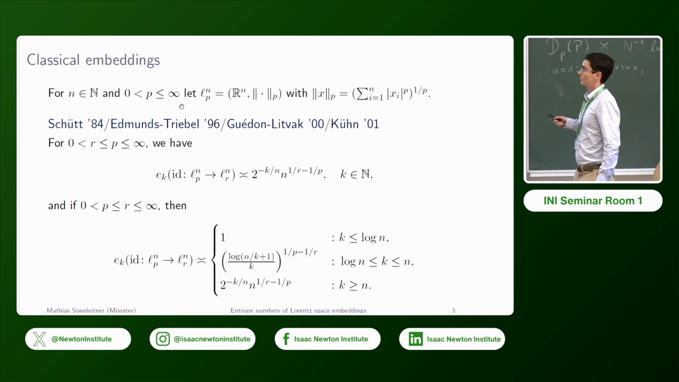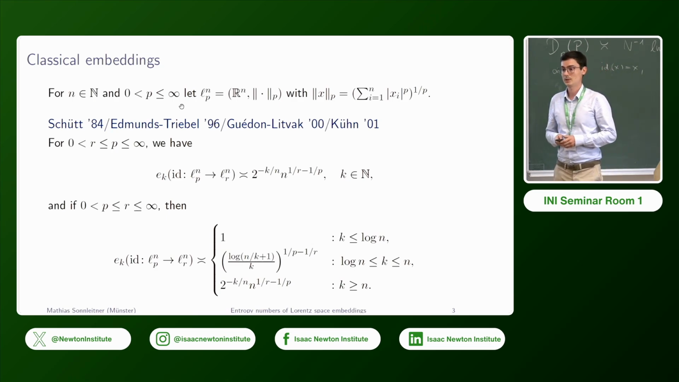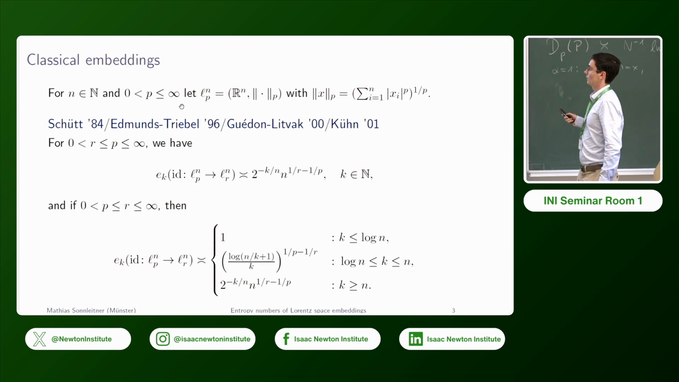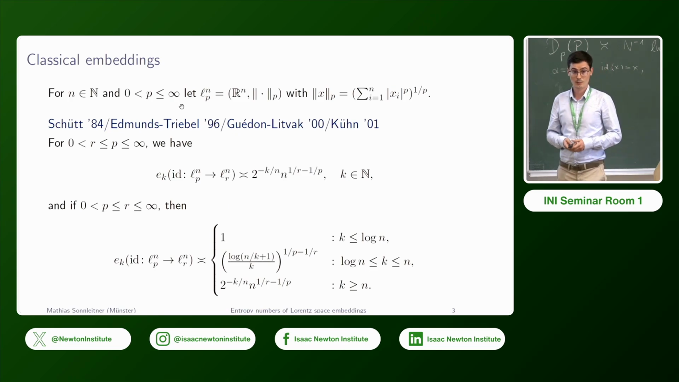So for general p between 0 and infinity, we consider the classical finite-dimensional L_p spaces, and then we have the following result due to Schütt in the Banach space case in 84, an upper bound in the quasi-Banach space case by Edmunds and Triebel, and then independently the completion and extension to a full setting by Guédon, Litvak, and Kühn. Here we have two different regimes depending on whether r is smaller or larger than p.